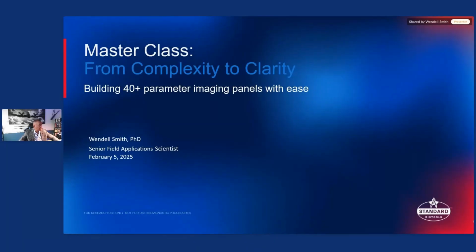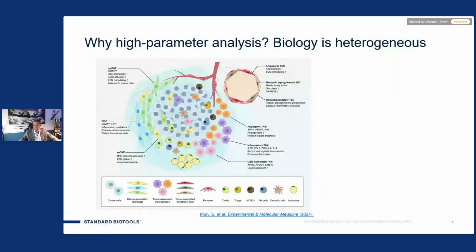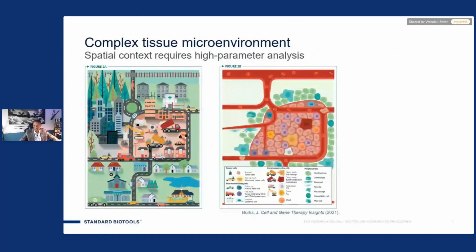And so the title of the talk that I'm going to give is From Complexity to Clarity, Building 40 plus parameter panels for imaging with ease. If you are attending this talk, you're probably pretty aware that there is a high degree of heterogeneity in pretty much every biological system.